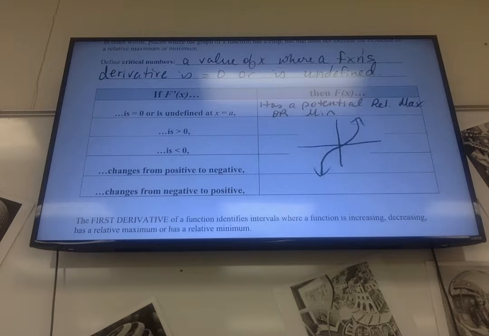Like that. This is an example right here. It's supposed to be flattening out, but it's not a max or a min. So at this point at 0, 0, the derivative would be 0, but it's not a max or min. So that's why I have to say it's a potential relative max or min.